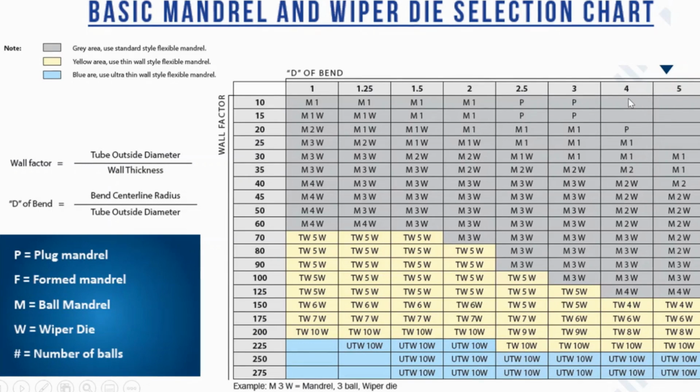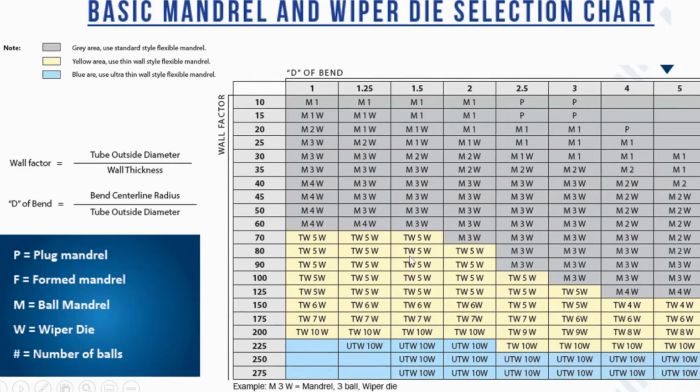But as the radius gets tighter or the wall factor increases a little bit, you'll start to see a P show up, and that indicates a plug mandrel. Then you'll see where it's an M1, which is a mandrel, but there's no W, so you don't need a wiper. As we get more complex and tighter, you'll see that you need additional balls on the standard pitch mandrel, and then we start to get into the thin wall mandrels shown as the TW, and, more complex, the ultra thin wall mandrels. The overview of this chart shows that the larger the tube OD and the smaller the bend radius of your tube, the more difficult the bend.